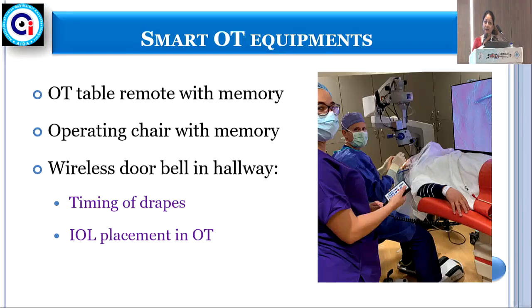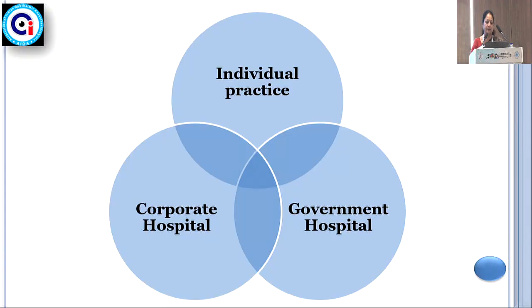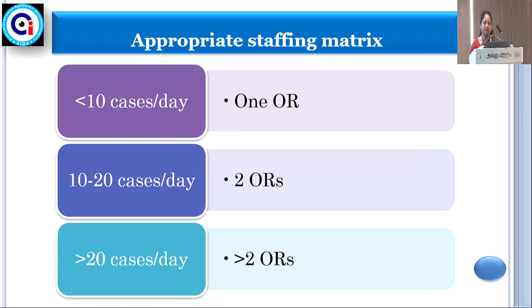In many places where they are running 2 ORs, a wireless doorbell is put in the hallway. At the time of draping, the nurse will press the bell, so the other OT will know how much time will be taken for that case. And when the IOL is placed, exactly after 3 minutes, the patient should be draped in the other OT to reduce the time. So the efficiency will depend upon whether it is an individual practice, a government hospital, or a corporate hospital.